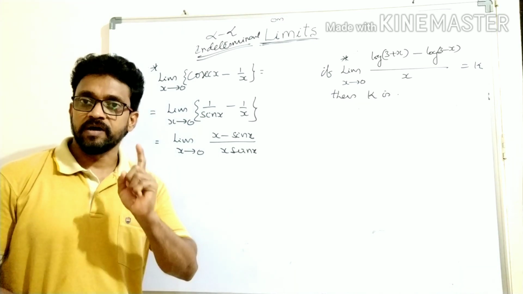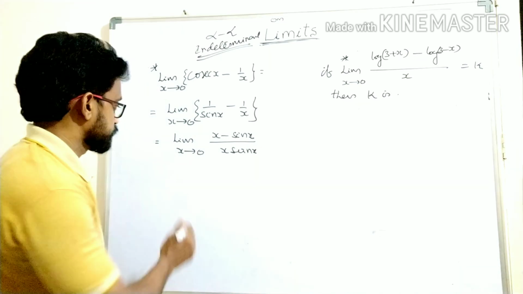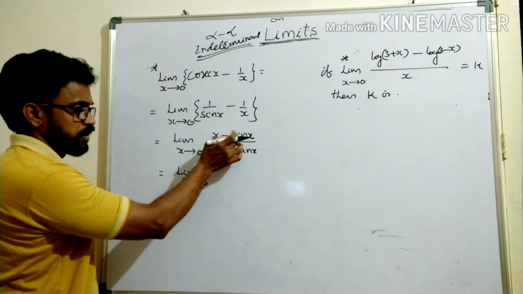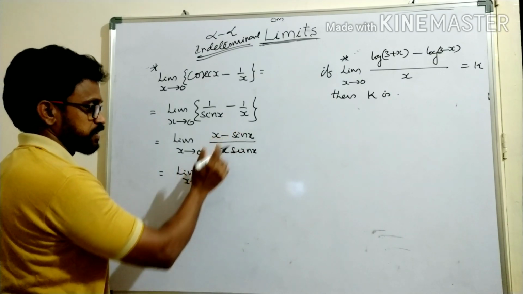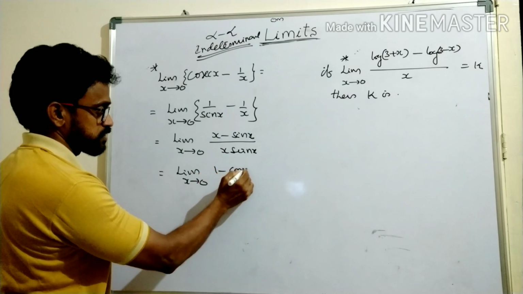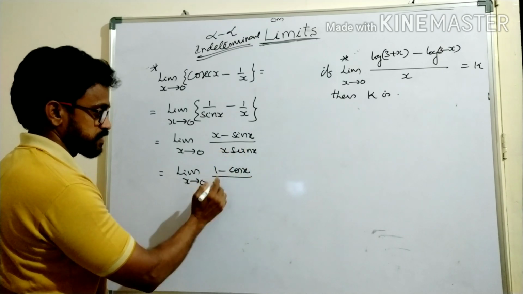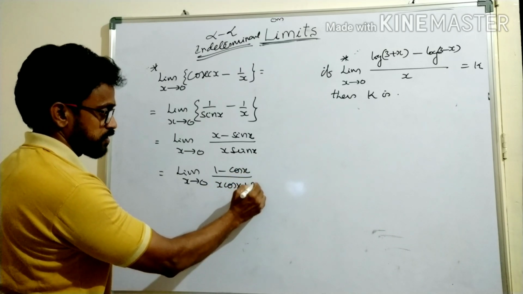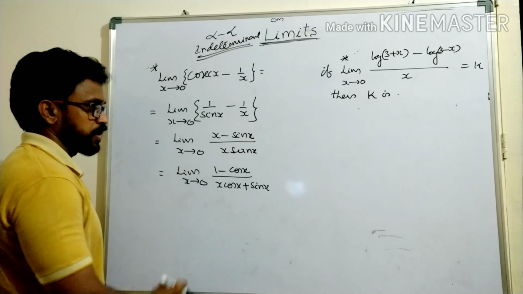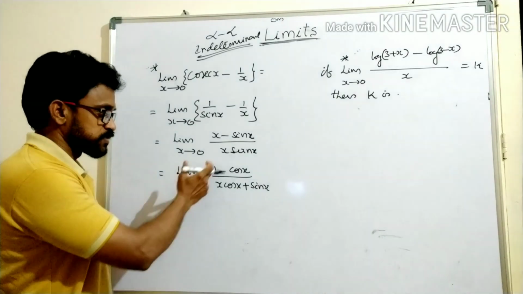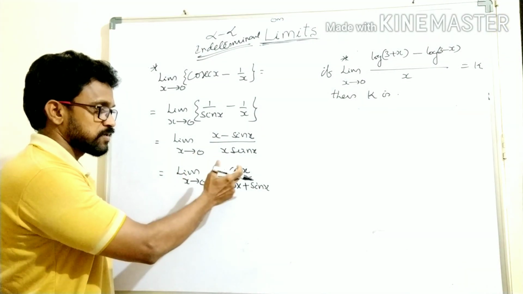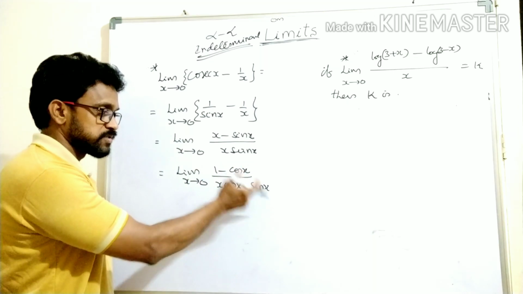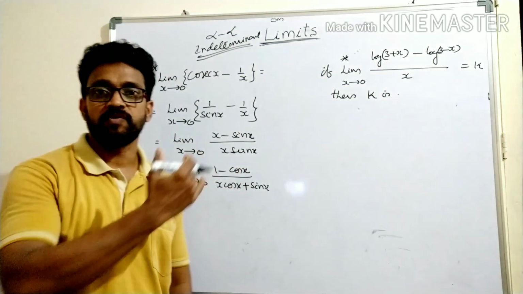That's why now we should apply L'Hospital rule. So very clear, limit x tends to 0: the derivative of x minus sin x is 1 minus cos x. Now the derivative of x sin x is x cos x plus sin x. Again replace x by 0. What happens? 1 minus cos 0, very clear, 1 minus 1 is 0. Now this is 0, the denominator is also 0. Again the 0 by 0 form came.